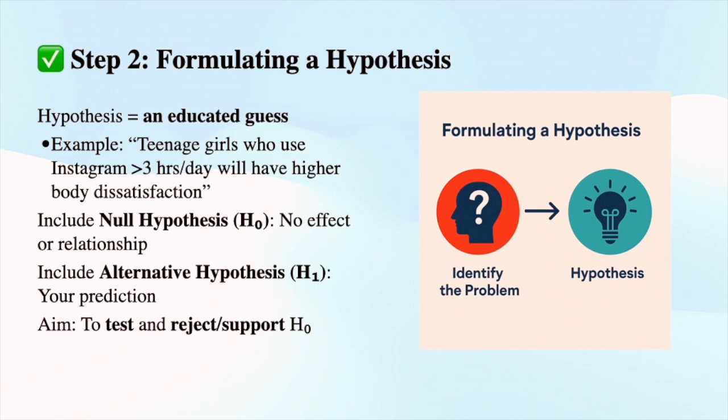Once your problem is clear, it's time to make an educated guess about what you expect to find. That's your hypothesis. It's like a prediction based on what you already know. For example, teenage girls who spend more than 3 hours a day on Instagram will have higher levels of body dissatisfaction than those who spend less. You also have the null hypothesis, which says there's no relationship or effect. So the research will try to either support or reject the null and see if the alternative hypothesis holds true.